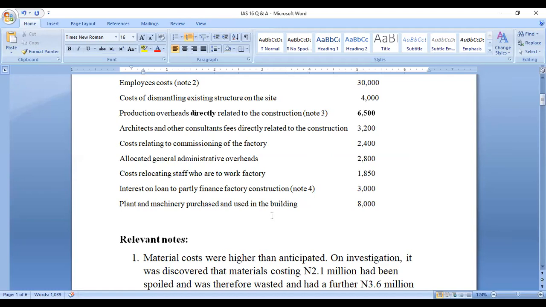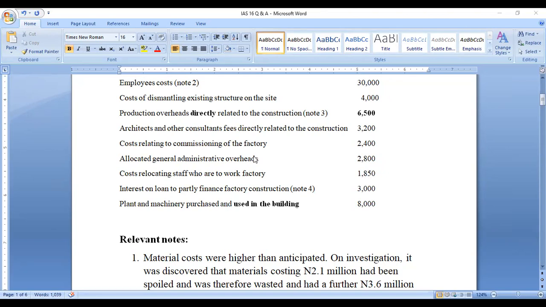So, okay, we're told that we are constructing a new factory, and this question says plants and machinery purchased and used in the building. Emphasis on used in the building. We're constructing a factory. So these plants and machinery purchased are used. So it's going to be included because we're using it in this new factory. We're using it in the building. So it's going to be added.